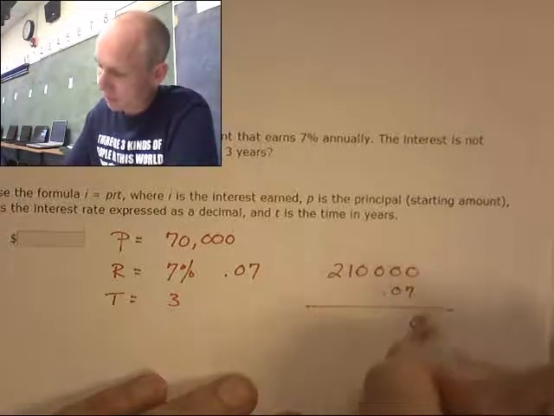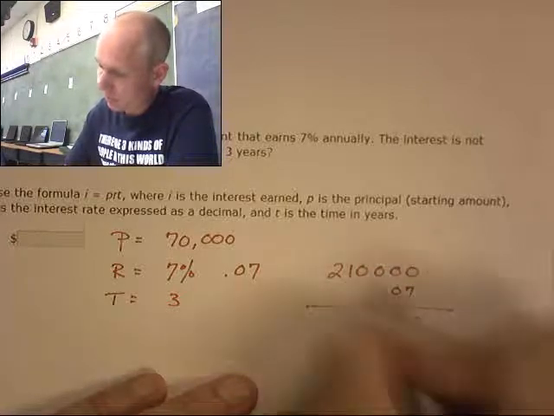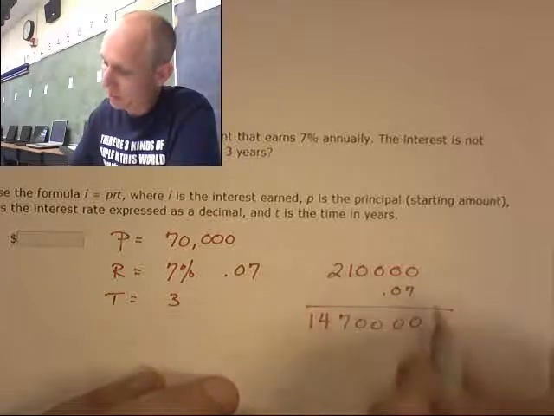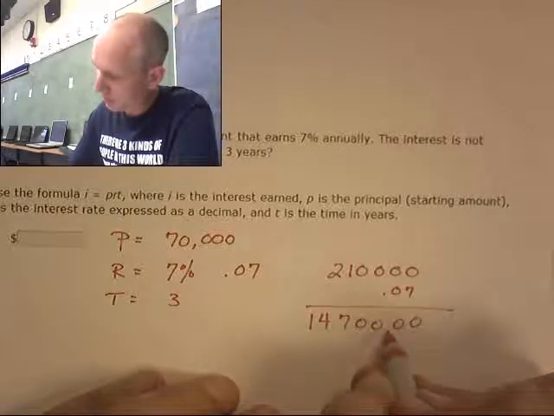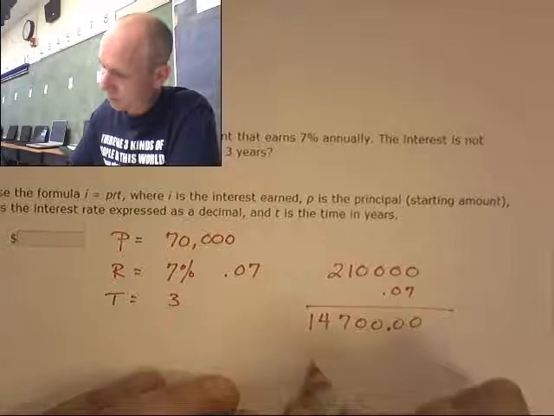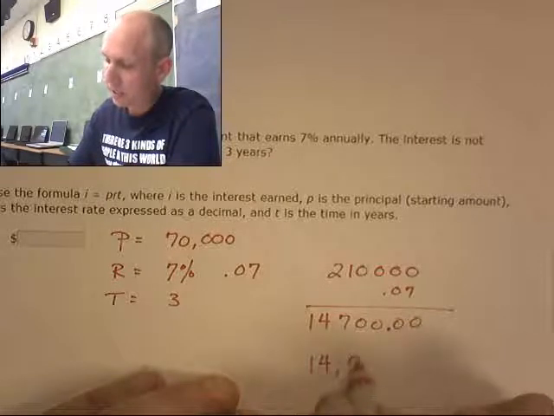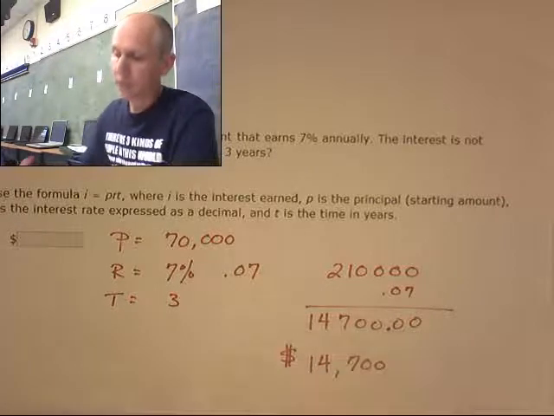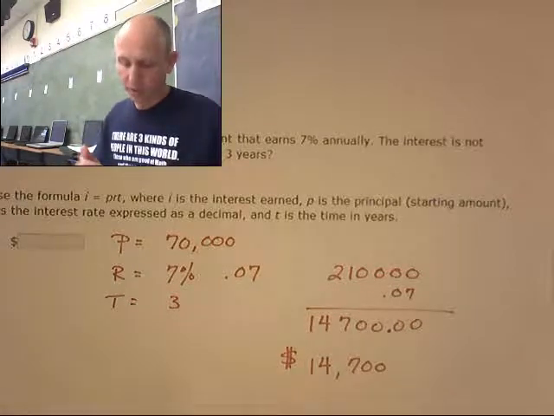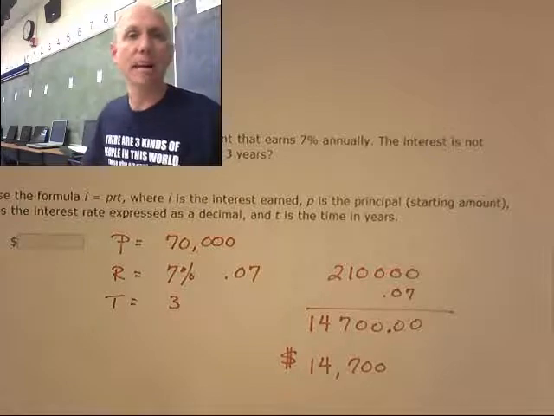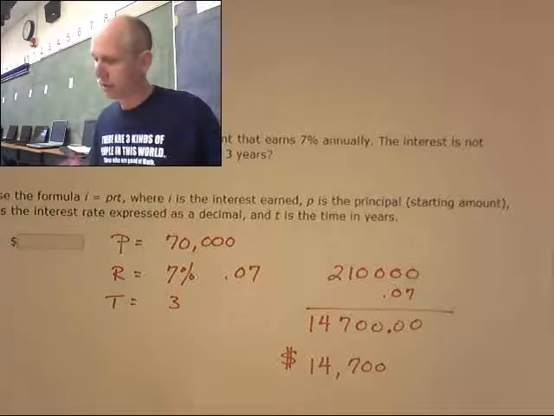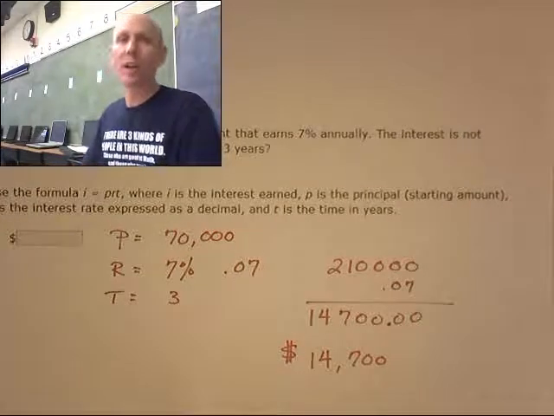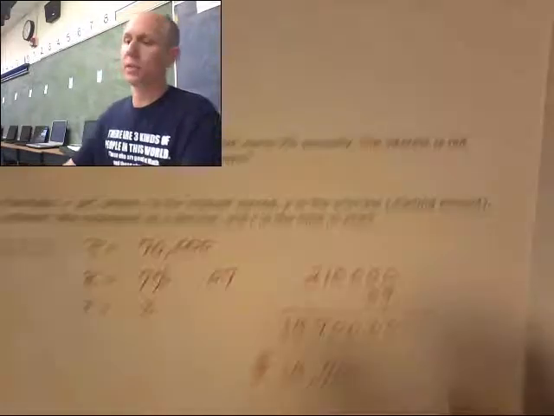7 times 0 is 0. 7 times 1 is 7. 7 times 2 is 14. 2 decimal places. $14,700. She will earn $14,700 if she allows the bank to hold her money for 3 years. That's all right. If this was compounded, it'd be even more, but this is simple interest today.